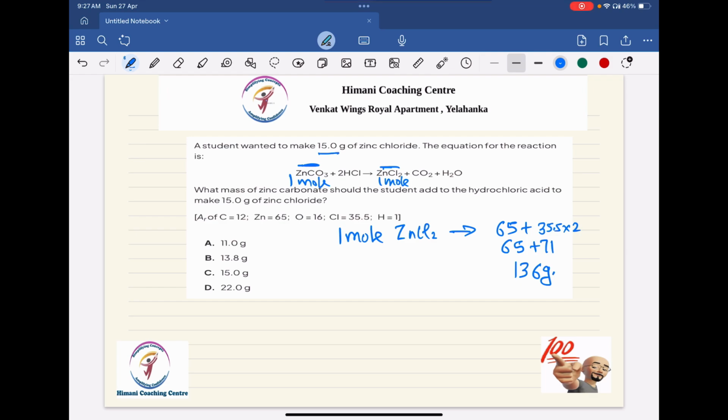We are given 15 gram of zinc chloride to be obtained. So how many moles would be there? Okay. Again, what should we do? Write this equation: mole to mass, 1 mole, 136. And if it is 15, you have to find x. So 15 goes here. So we get 15 equals 136x. X equals 15 over 136.